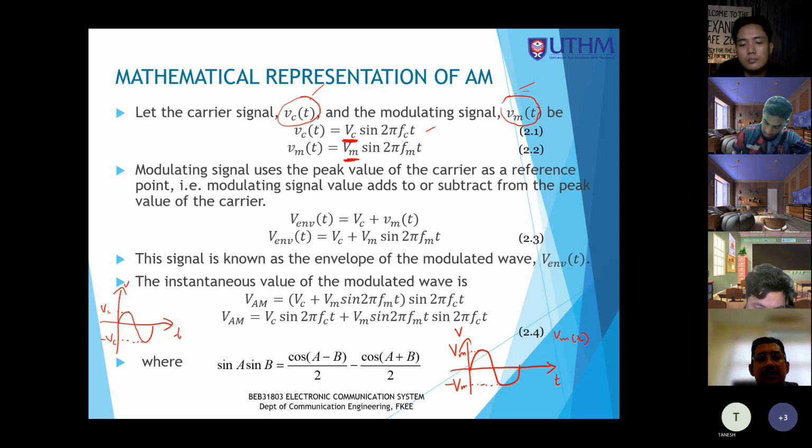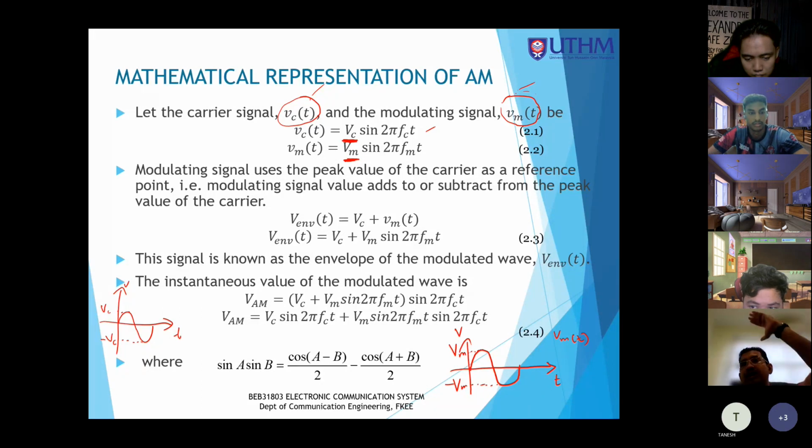Modulating signal uses the peak value of the carrier as a reference point. Modulating signal value adds or subtracts from the peak value of the carrier. Maknanya modulating signal ini dia akan menambah dan juga menolak amplitude daripada carrier sebab we are talking about AM. Amplitude modulation akan mengubah suai amplitude carrier. AM ni adalah proses mengubah suai tinggi dan rendah daripada amplitude carrier.